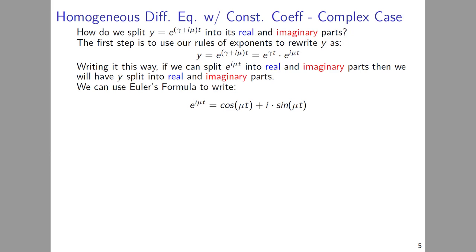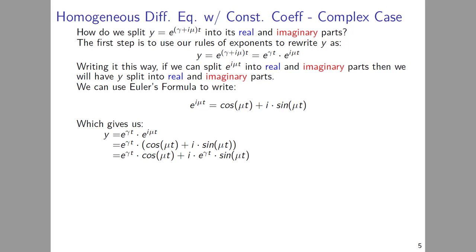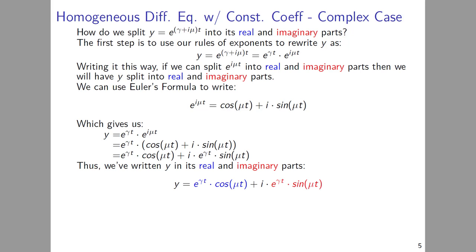To do this, we can use Euler's formula to write e to the i mu t as cosine mu t plus i times sine mu t. And this gives us that y equals e to the gamma t times e to the i mu t, which we can now rewrite as e to the gamma t times (cosine mu t plus i times sine mu t), which, when we distribute e to the gamma t, is e to the gamma t times cosine mu t plus i times e to the gamma t times sine mu t. And thus, we've written y in its real and imaginary parts.